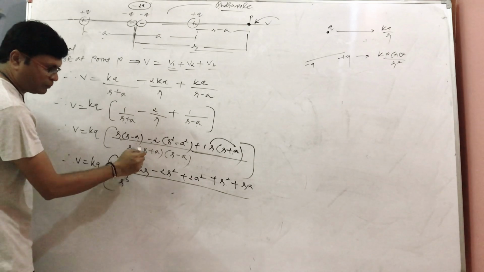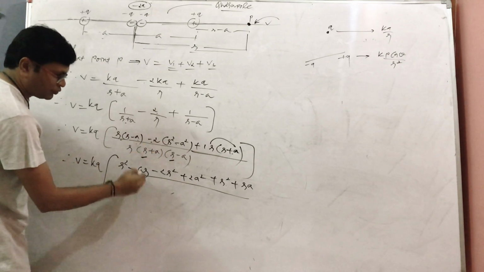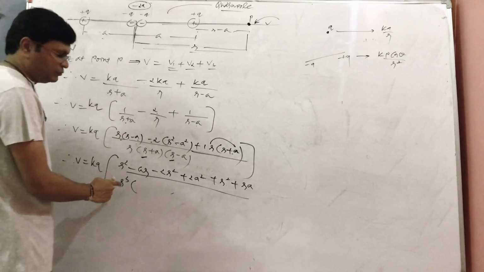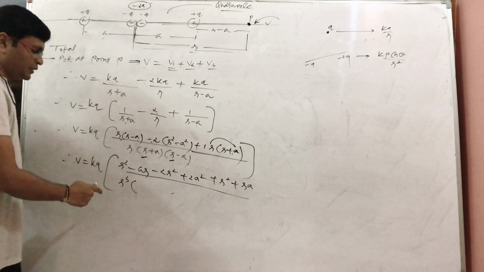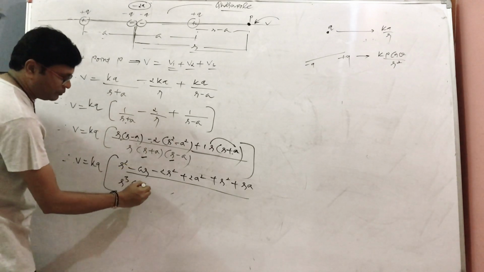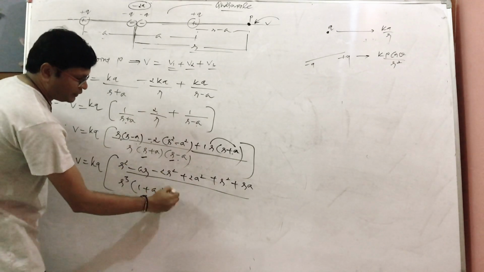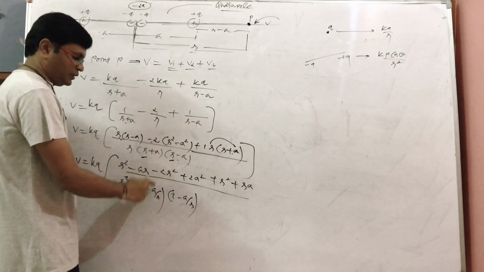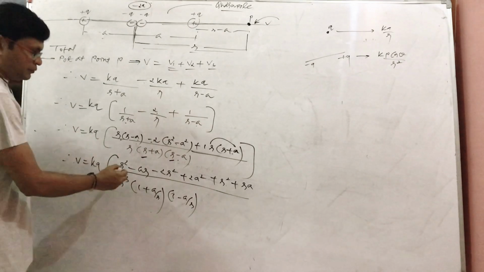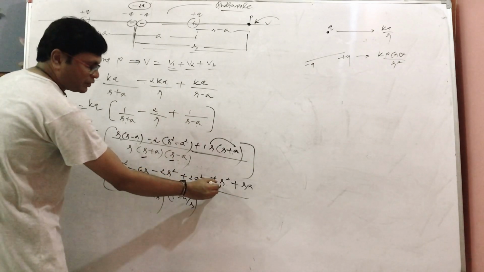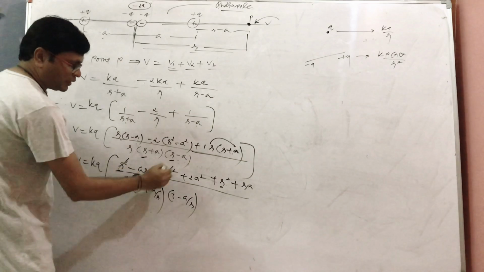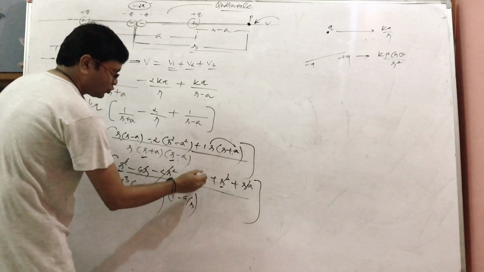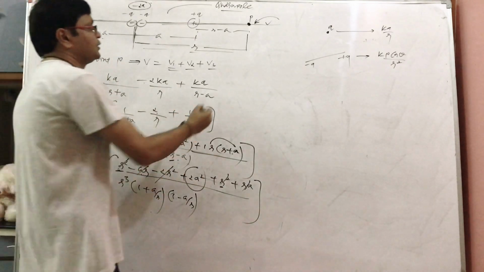Look, r common from here and r common from here. So r and r, r cube. So now 1 plus a by r, and here 1 minus a by r. Now r square plus r square is 2r square, minus 2r square cancels. Minus ar and plus ar cancel. So only one term is remaining, 2a square.